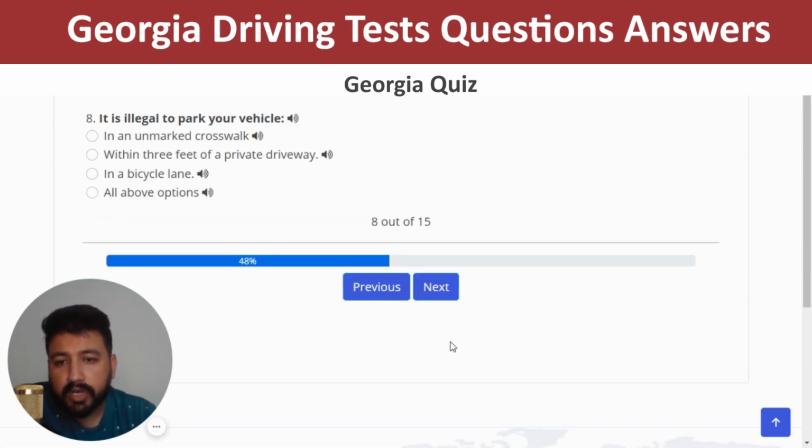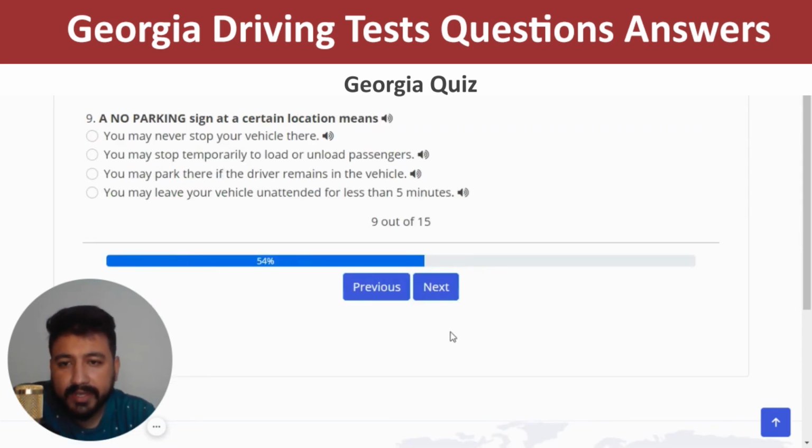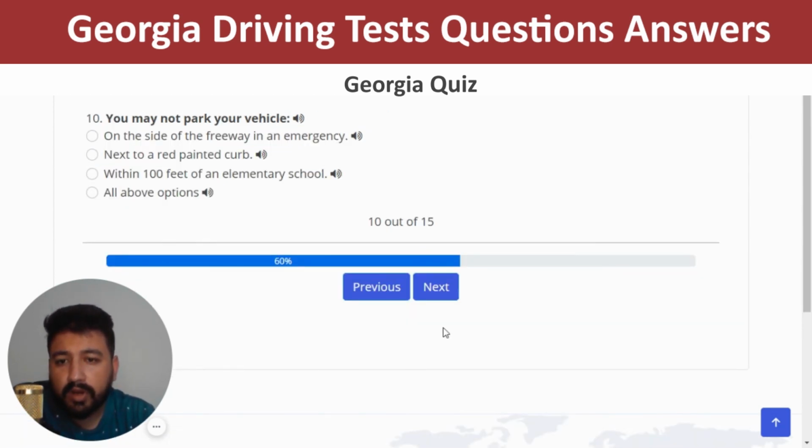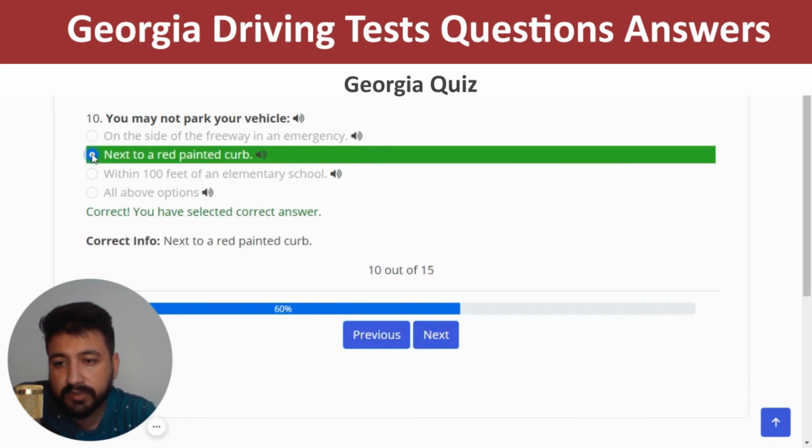It is illegal to park your vehicle. The right answer of eighth question is in an unmarked crosswalk, which is the first option. And next. A no parking sign at a certain location means, so you can choose second option, which is you may stop temporarily to load or unload passengers. So second option, right? Next. You may not park your vehicle. So again, you can choose second option, which is next to a red painted curb. So I'm going to click on the second option, right?